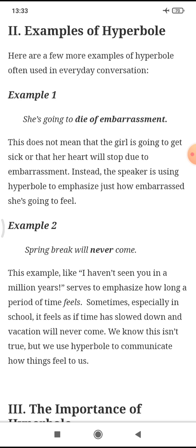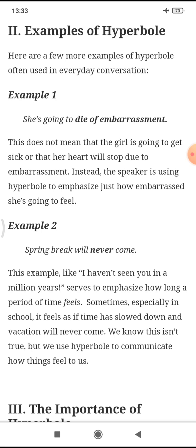The second example is, spring break will never come. Generally, what kind of breaks are seen? Summer break and winter break. Only two breaks are there. There is no spring break anywhere in the world. So, spring break will never come. This is also a hyperbole.